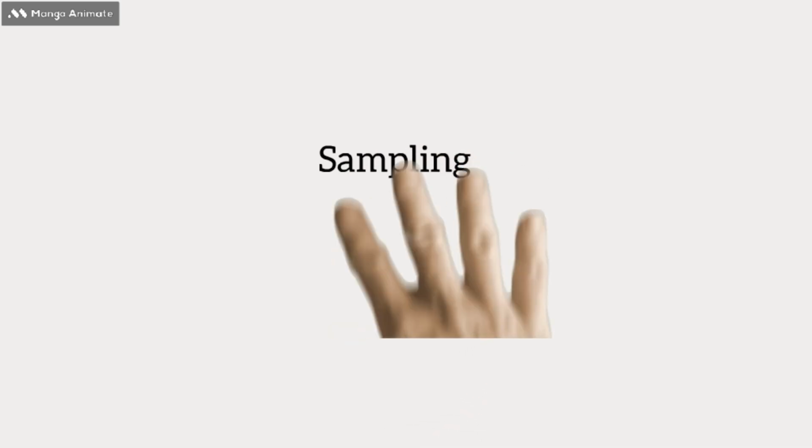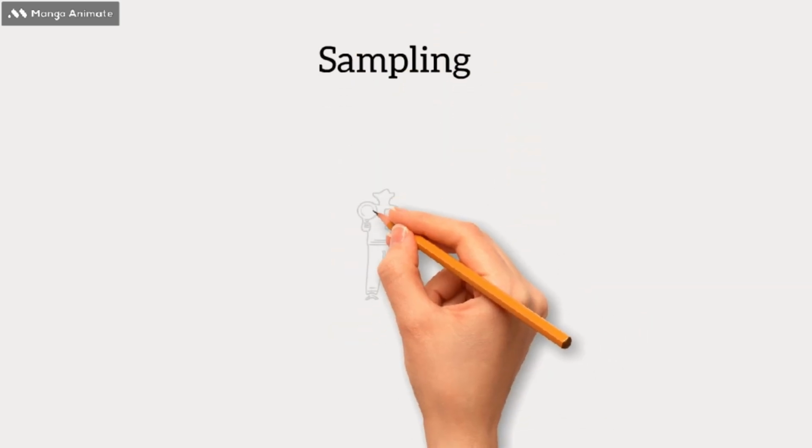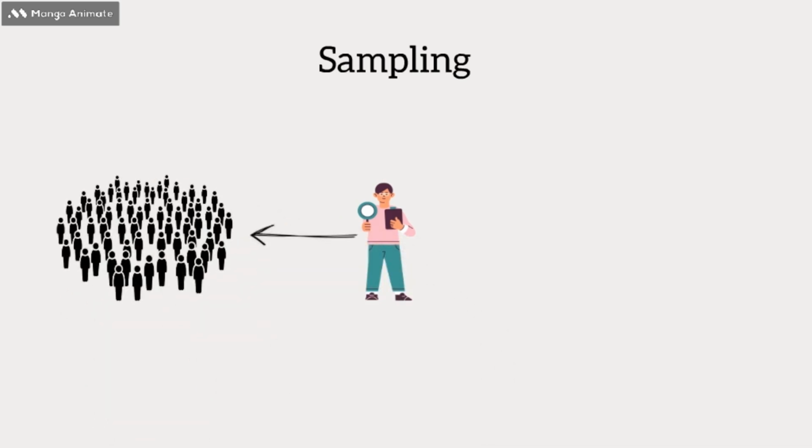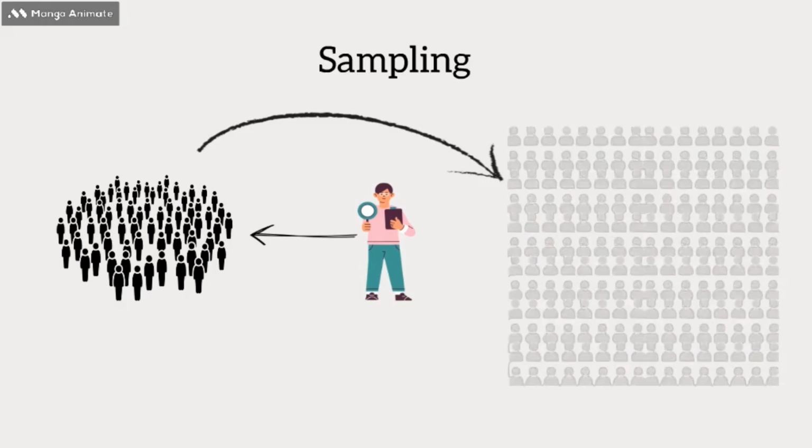Sampling is a process in which the researcher or a surveyor selects a group of individuals from the larger population to include in a study or research.